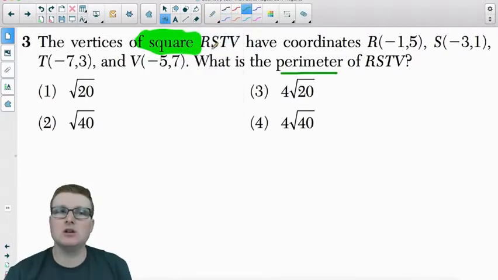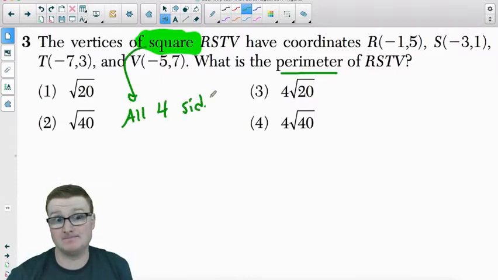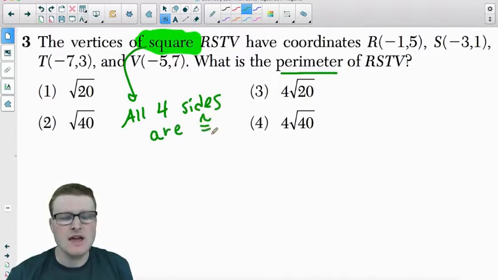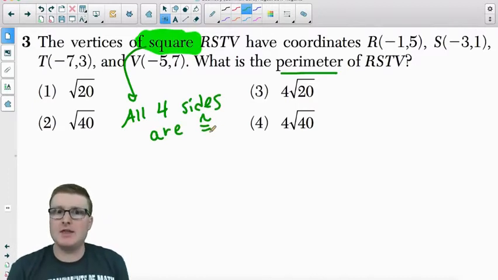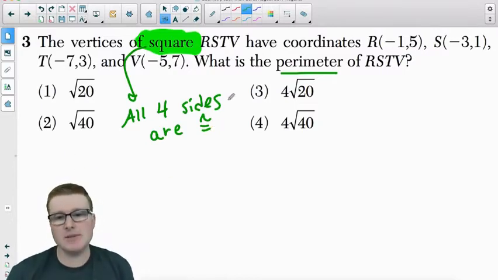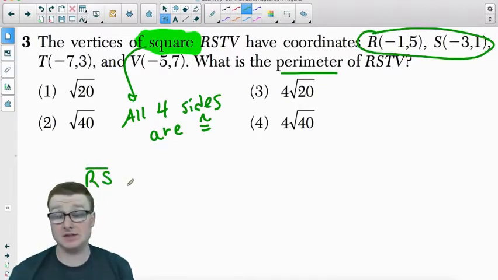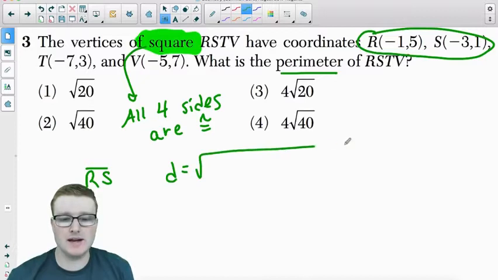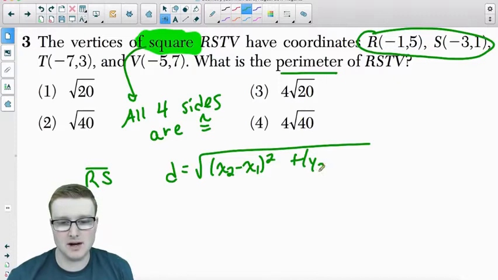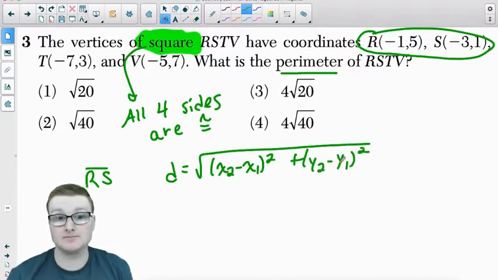Why make yourself do all extra work, do the distance 4 times on all of its sides, when in a square, all 4 sides are congruent? Right? Can't we just take the distance of one side, then multiply that number by 4, and you get your perimeter? Of course you can. So I'm going to calculate the length of side RS using the distance formula. The distance formula, if you don't know it by now, is the square root of x2 minus x1 squared plus y2 minus y1 squared.